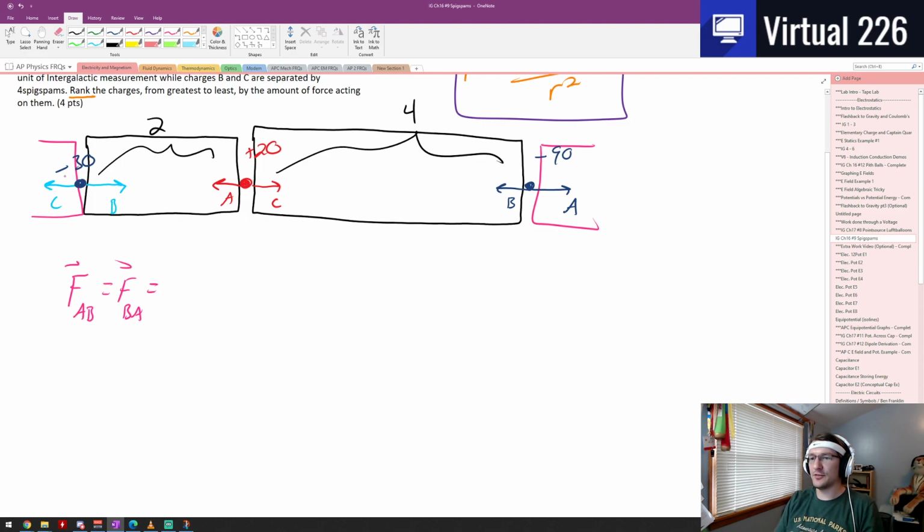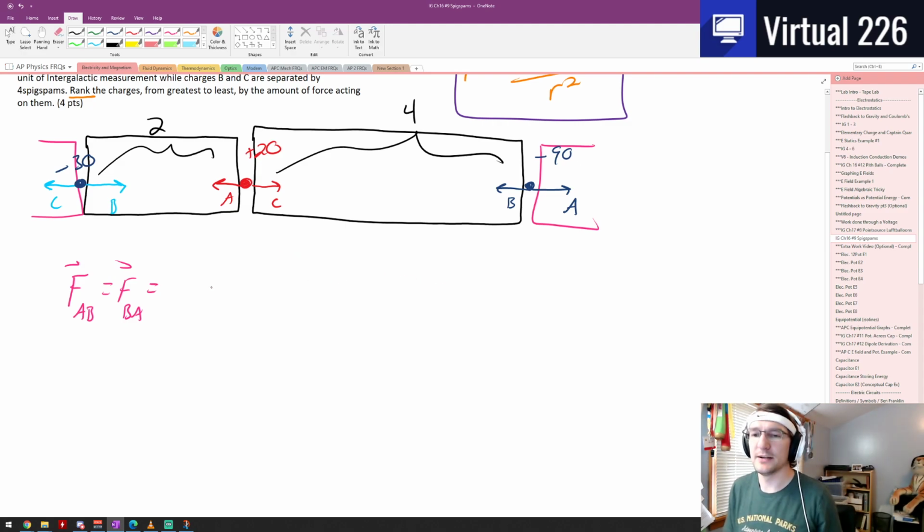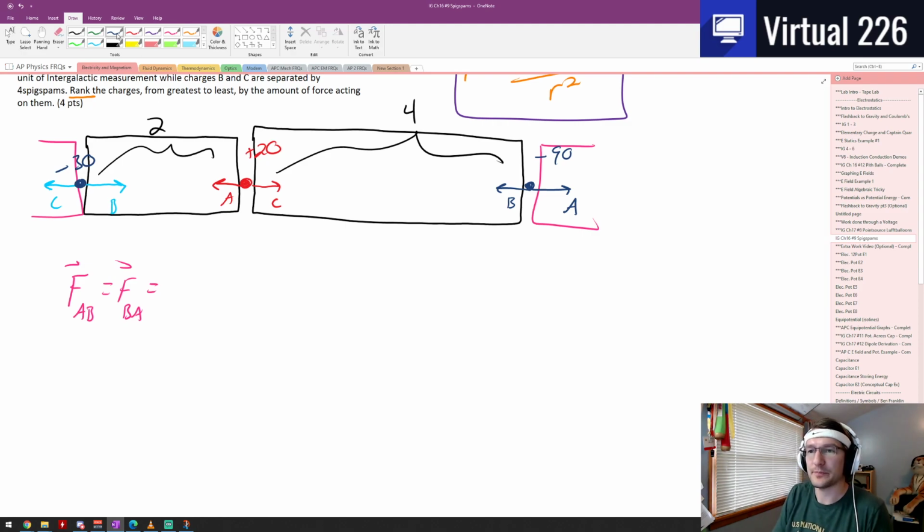And because they're all in tens, 30, 20, 90, I'm going to ignore the tens digit. I'm going to pretend they're just 3, 2, and 9. It's kind of like a cheater's way out, but it's a faster way to do this problem. So getting rid of the K, for the first one, we're going to get 3 times 2 divided by the Spigspam, 2 squared, which gives me, what is that, 6 over 4.